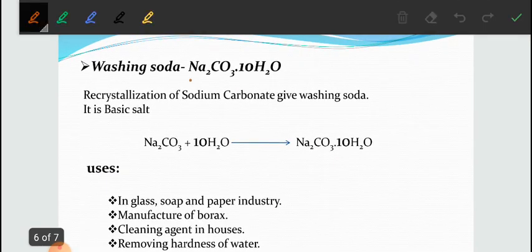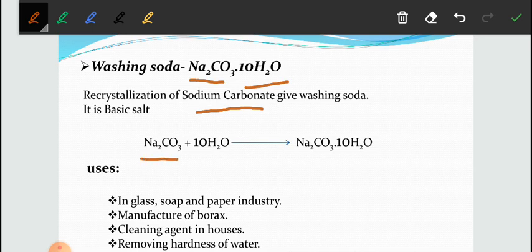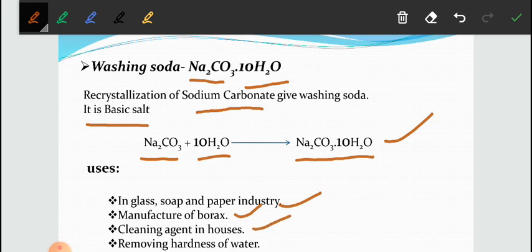Now the next chemical we are going to talk about is washing soda. Washing soda's chemical formula is Na2CO3·10H2O, and it is prepared by recrystallization of sodium carbonate. Means when we add sodium carbonate, that is Na2CO3, with water, it will give you washing soda, that is Na2CO3·10H2O. One thing you need to remember: it is a basic salt. The uses of it: it is used in glass, soap and paper industries. It is used for the manufacture of borax. It is used as a cleaning agent in our houses and for removing the hardness of water also.